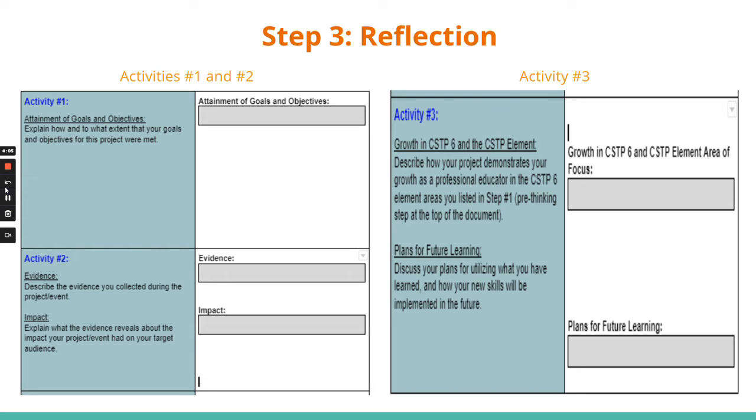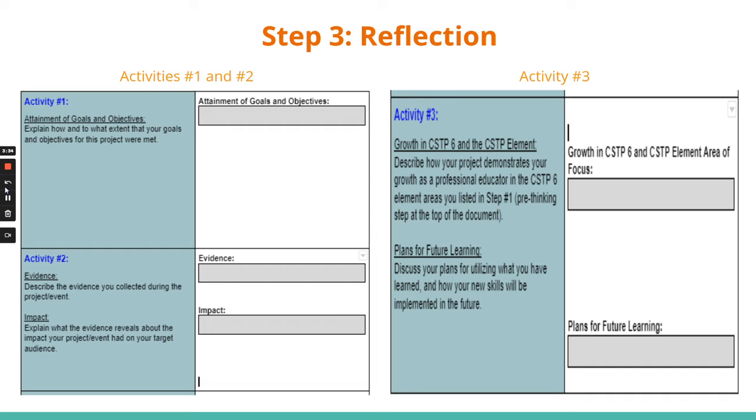So in Activity 1 of Step 3, the reflection phase of the project, you're going to describe the extent to which you believe your goals and objectives for the project were met. So this is an honest assessment of the outcomes of your project or event. Did it meet your goals and expectations? This is just where you can write a short narrative describing that.